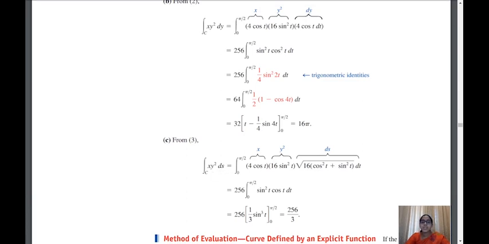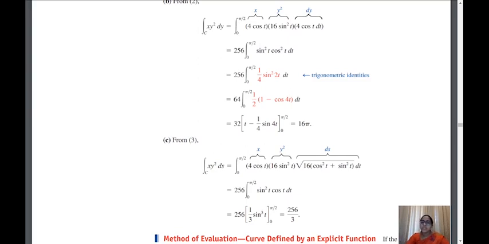What is the formula? It will be integral 0 to pi by 2, x is 4 cos t, y square is 16 sin square t, and instead of ds we'll have root of f dash of t square plus g dash of t square into dt, right? Now f of t is 4 cos t. What is f dash of t? That will be minus 4 sin t, and g dash will be 4 cos t. So the root will be of 16 sin square t plus 16 cos square t.